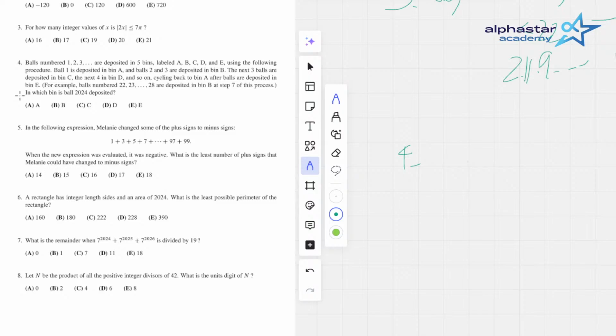A, B, C, D, E. Ball 1 is deposited in bin A, then 2 and 3 are in bin B. The next 3 balls are in C, then the next 4 and 5. Okay, let's first figure out which cycle it is. So 2024 is like 63 times 64 over 2, or that's 2016, and then plus 8. So we must have dumped 63 iterations before depositing the 2024 ball. After 63 iterations, we must have just finished putting things in C. So the next one would be in D.